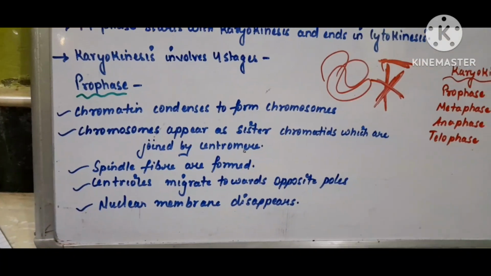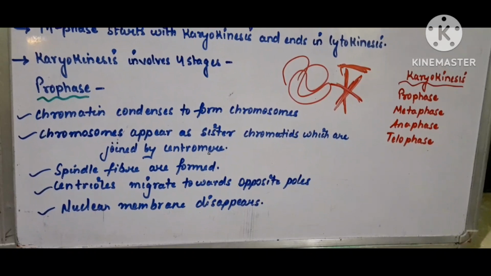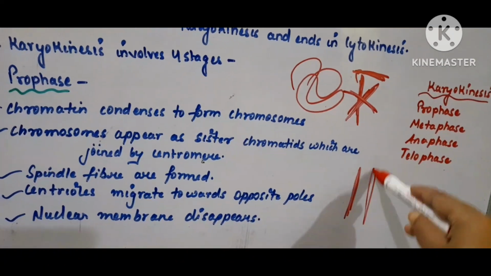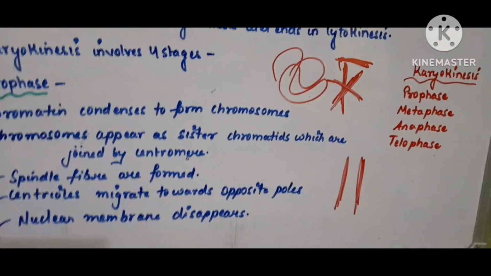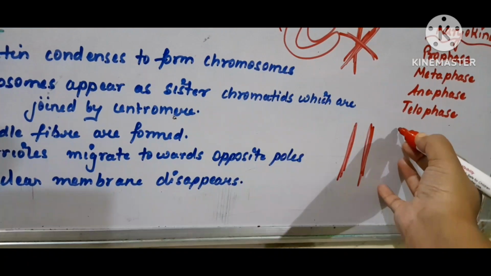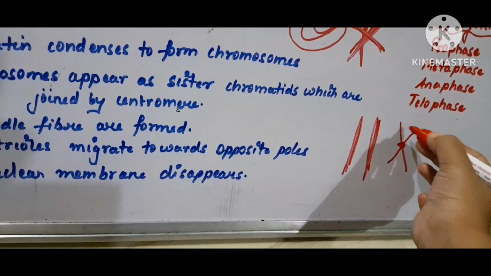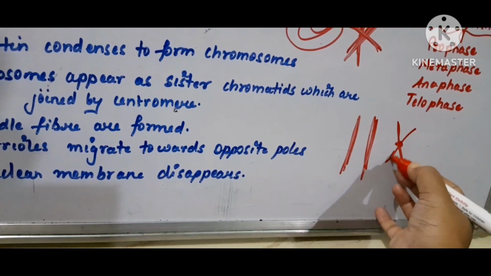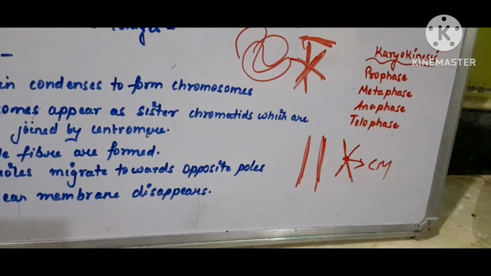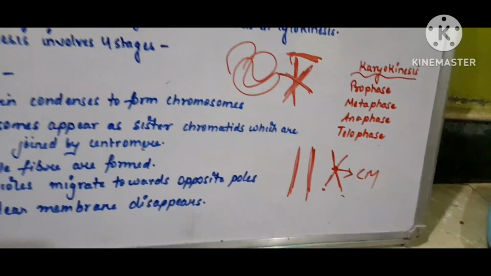The second change is that chromosomes appear as sister chromatids which are joined by the centromere. Suppose this is one chromosome, this is the other chromosome. So these two chromosomes will join together as sister chromatids with the help of, this is the centromere. And the two chromosomes are now called the sister chromatids.